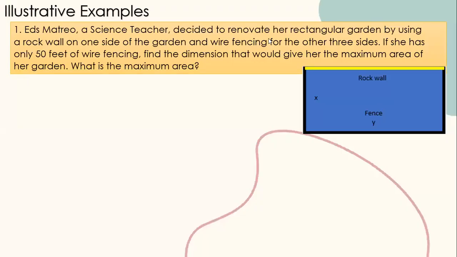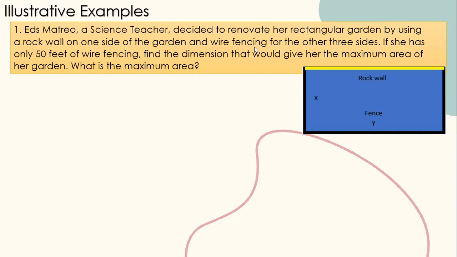For our first example in solving optimization problems, we have number one. Eds Matreo, a science teacher, decided to renovate her rectangular garden by using a rock wall on one side of the garden and wire fencing for the other three sides. If she has only 50 feet of wire fencing, find the dimension that would give her the maximum area of her garden and what is the maximum area.